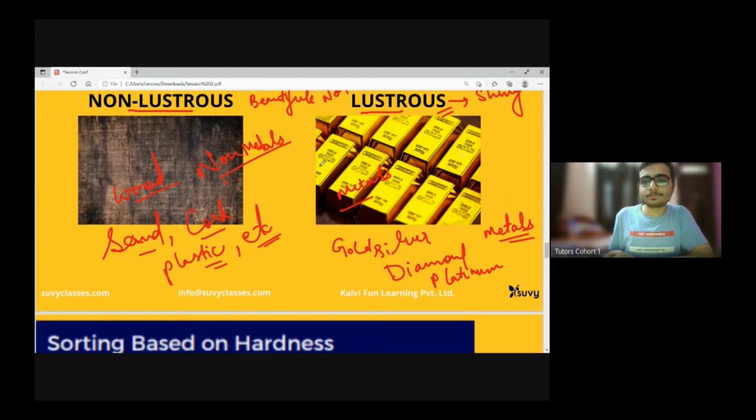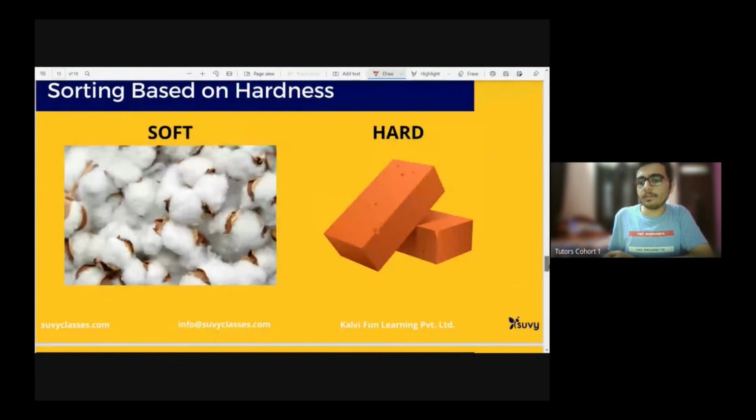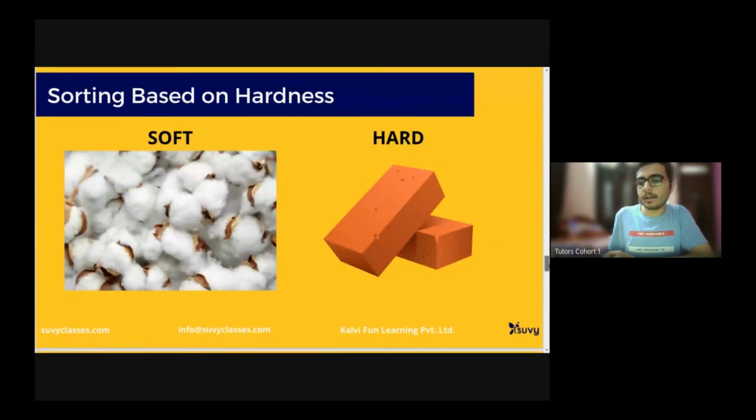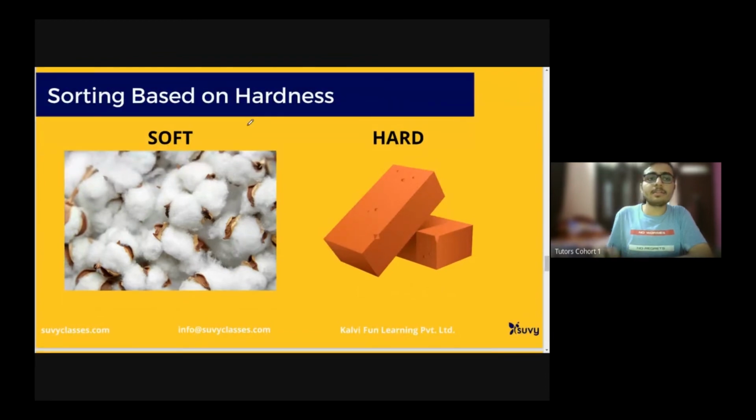Okay, so next, based upon hardness. Some things are hard and some are soft. For example, if I take a ball of cotton and throw it over you, it won't hurt you because it is soft. It can be compressed easily. But if I take a piece of brick and throw it on you, it's definitely going to hurt you.